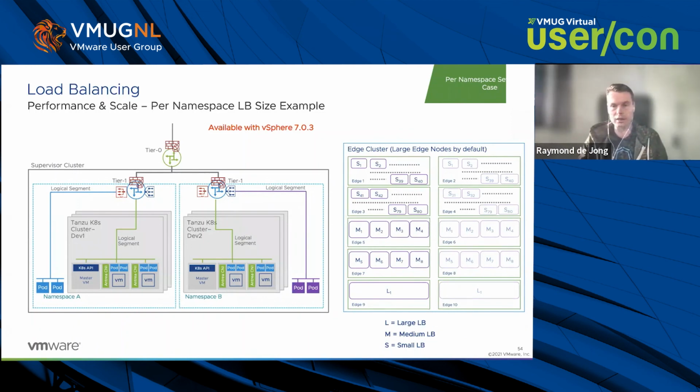So I hope this makes sense with this diagram, because if you select a medium or large size load balancer, they will take more space in a given edge node. So in this example, a large edge node with a large load balancer, that large load balancer will require a dedicated edge by itself.